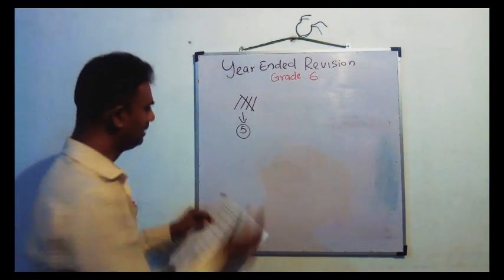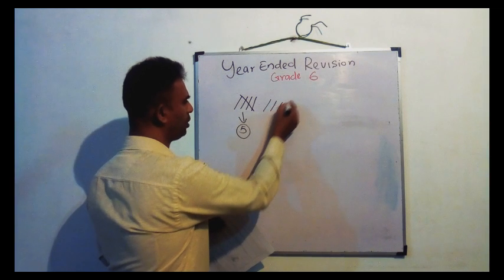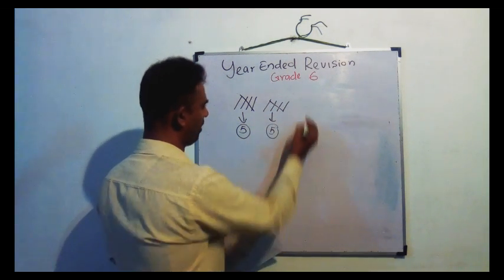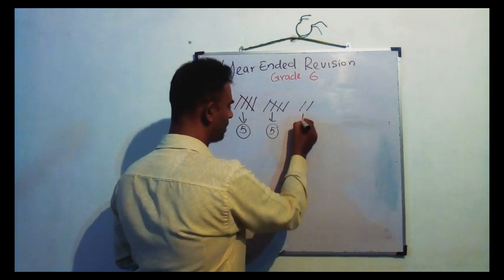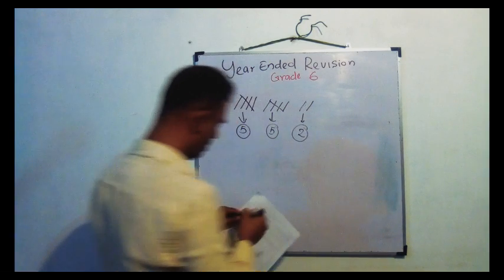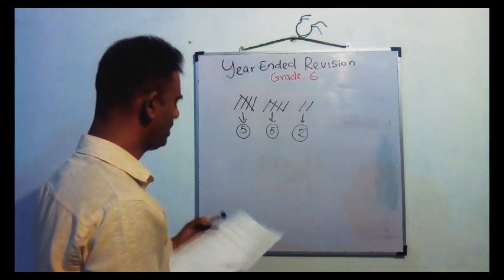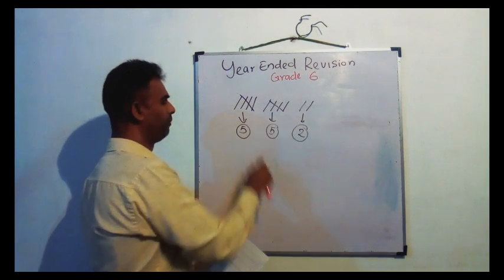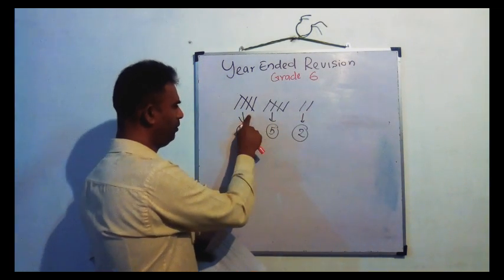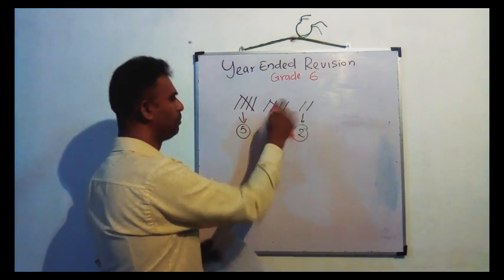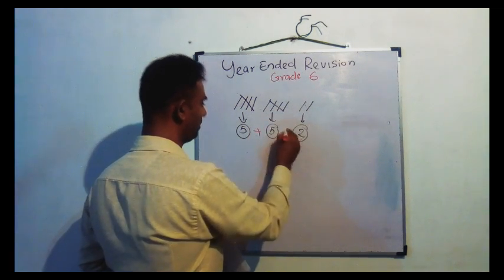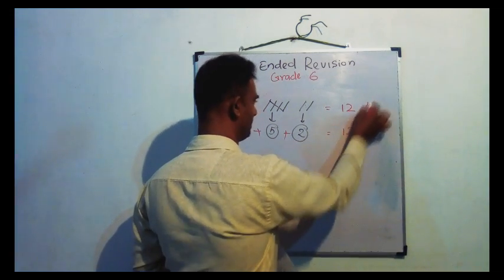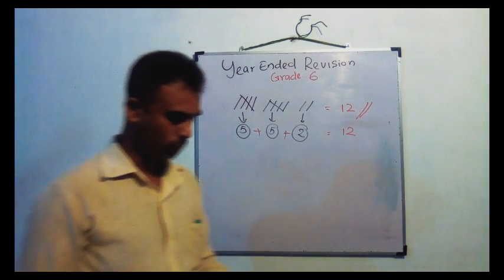Next, another 1, 2, 3, 4, 5. They are represented by 5. Next another 2. Now the question is, what is the amount represented by these tally marks? Now we can count: 5 plus 5 is 10, plus 2 is 12. The answer is 12. Next one.